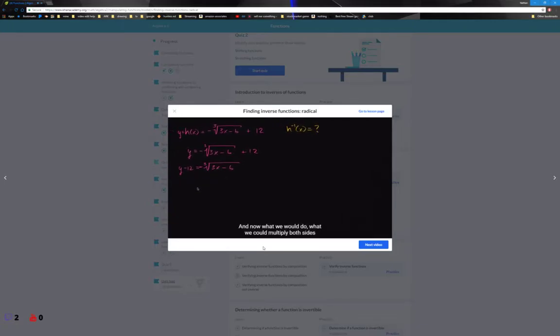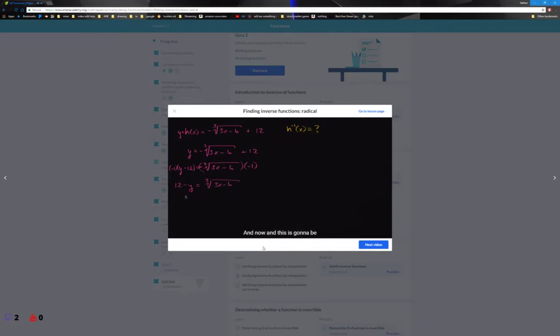And now what we could do, well, we could multiply both sides by a negative 1. That might just get rid of this negative here. So we multiply both sides by a negative 1, and then we multiply this times a negative 1. On the left-hand side, well, that's the same thing as 12 minus y. And on the right-hand side, we're going to get the cube root of 3x minus 6.